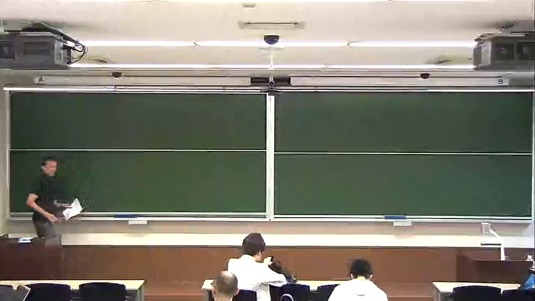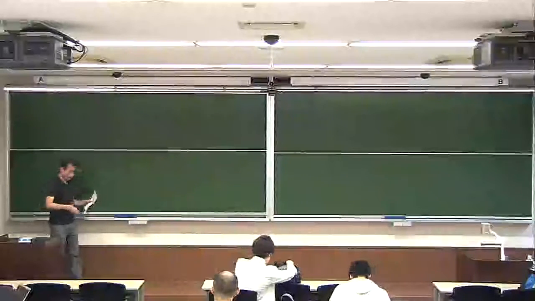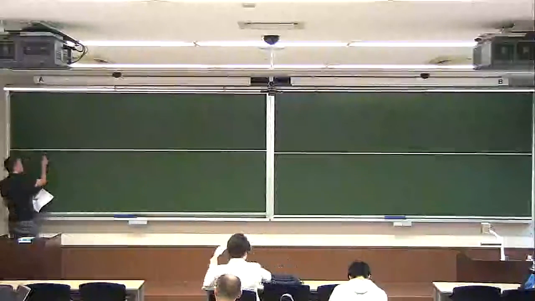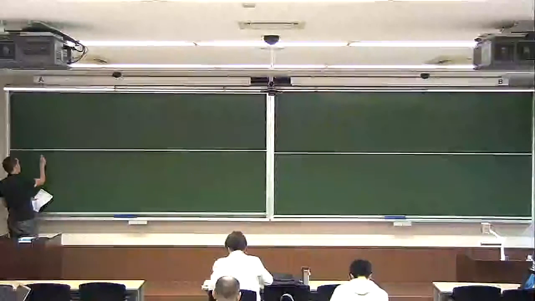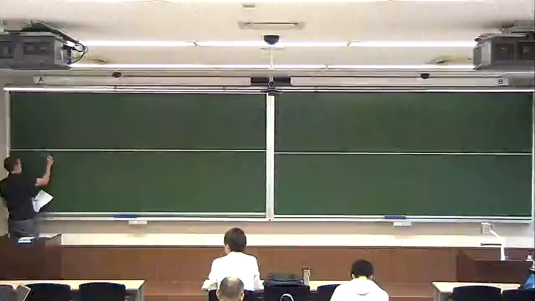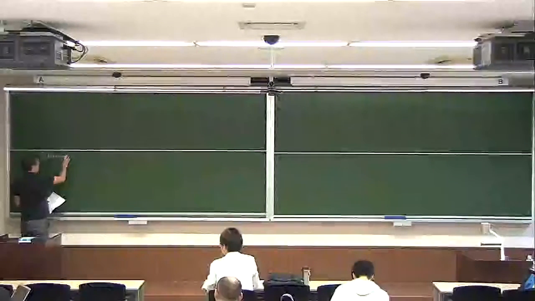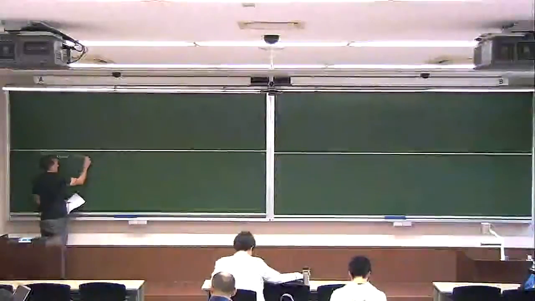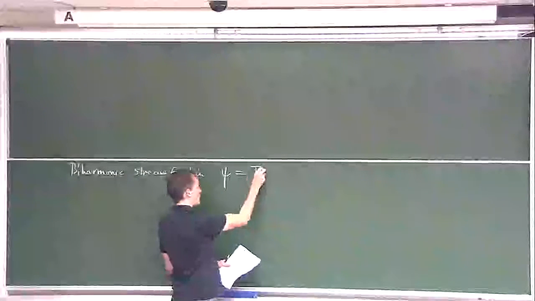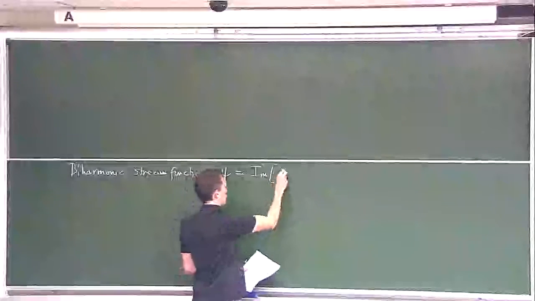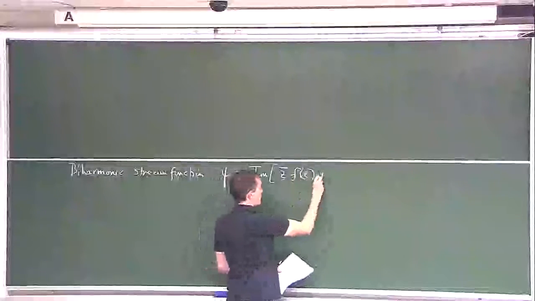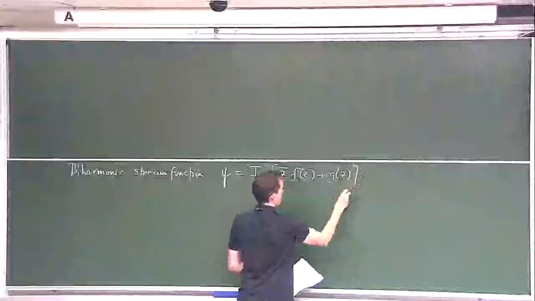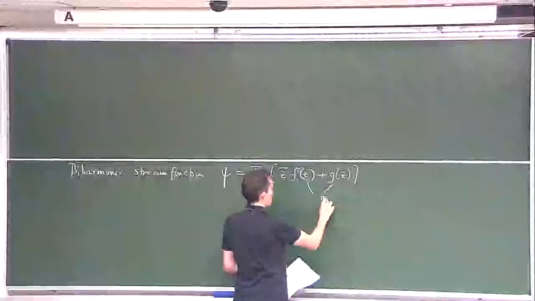So, let me just remind you what we were doing last time. We've decided that a biharmonic stream function psi can be written in terms of these two complex potentials, f and g. Okay, so these are the analytic functions.